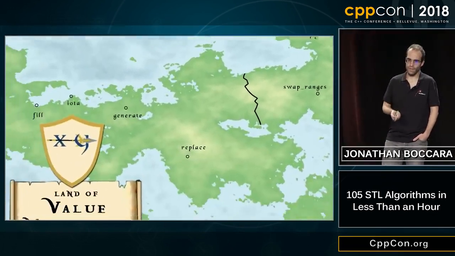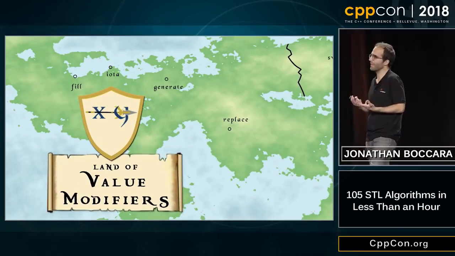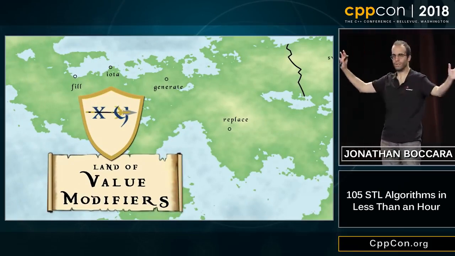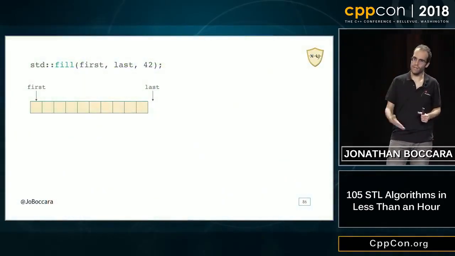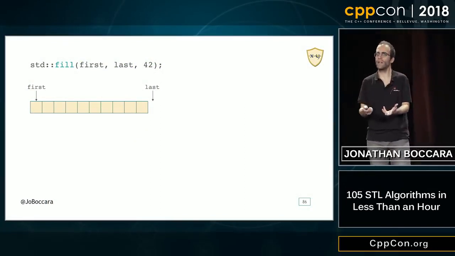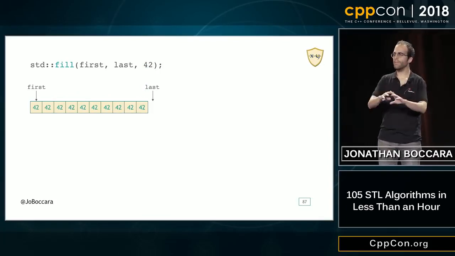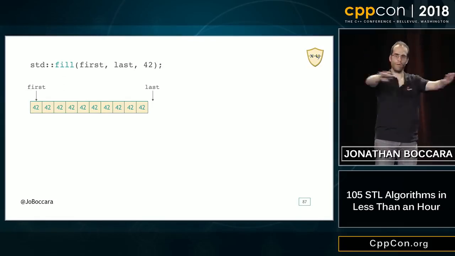Now, just around the corner, there's the value modifiers, which I would have expected to be more numerous, but there's just 4 of them in a quite large piece of land. Those guys actually change the values inside of a collection. One easy way to do that is to put the same value everywhere. That's what fill does. It takes begin and end and a value and copies that value all the way through.